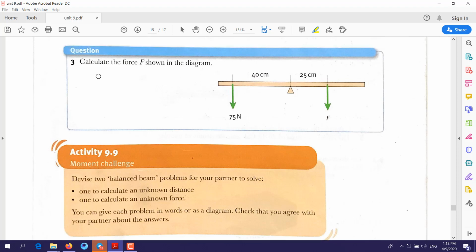Now, question number 3, calculate the force F shown in this diagram. Okay, how to solve this question? Anti-clockwise equals clockwise. Now, 75 times 40 equals 25 times F. Do the calculations, you will find the amount of F. But which unit will you use to measure F, which represents force? Which unit? Newton.